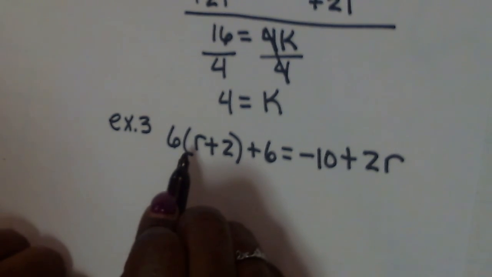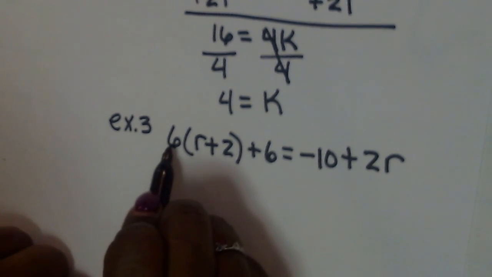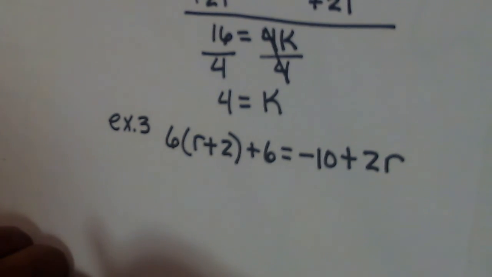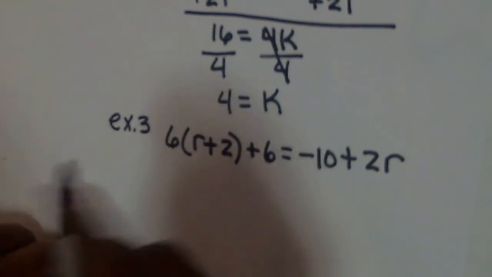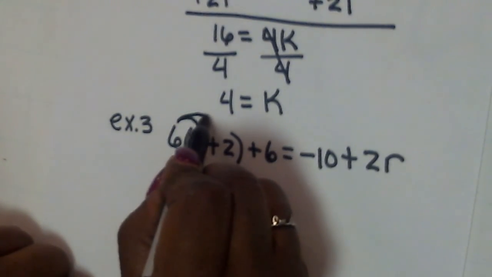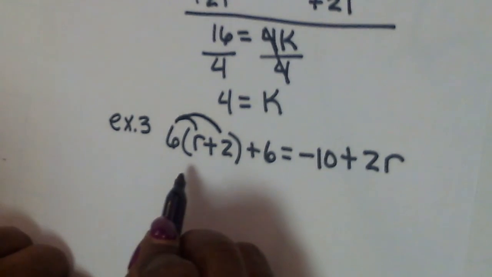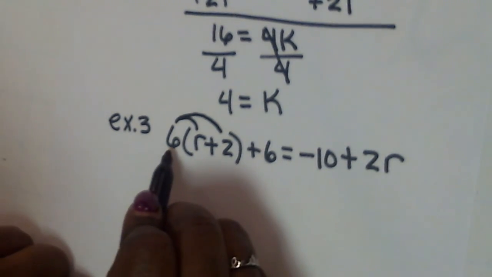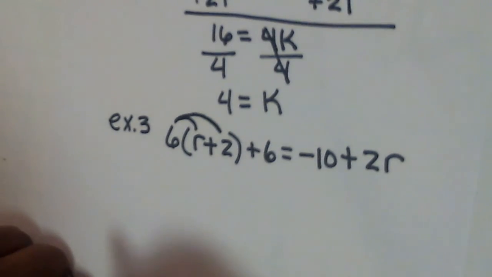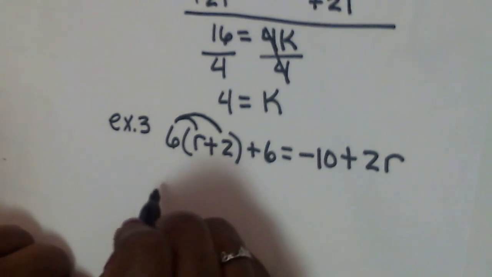And you should recognize by now when we have a number or a letter outside of parentheses, we multiply, and we're going to use the distributive property to get rid of the parentheses. Order of operations says parentheses first. I told you to draw lines. This keeps you focused and helps you to remember that you need to multiply the 6 to every term inside the parentheses. So let's multiply.